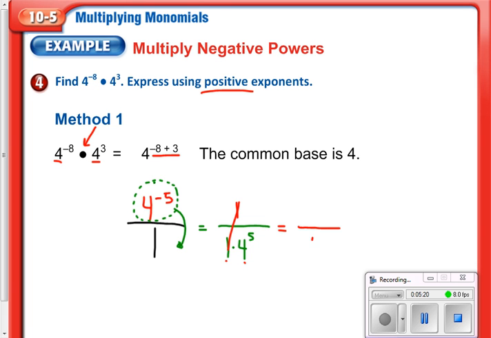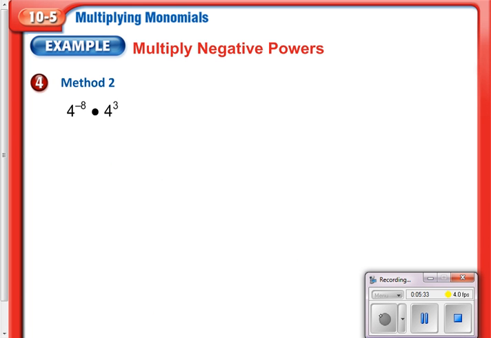So basically what you have is 4 to the 5th on the bottom over 1. And that would be expressed using a positive exponent. The second method you can use is to go ahead and get rid of the negative exponent right away. Here's the negative exponent that is in your numerator.